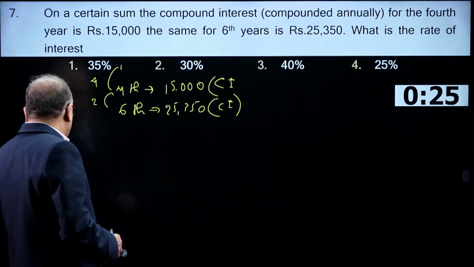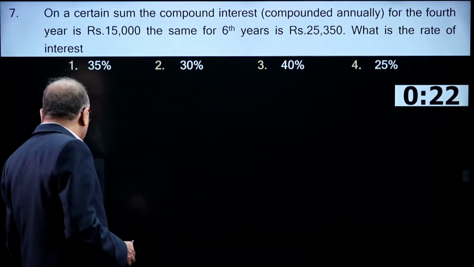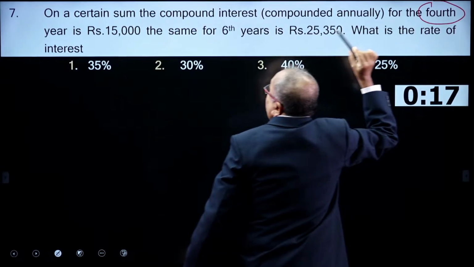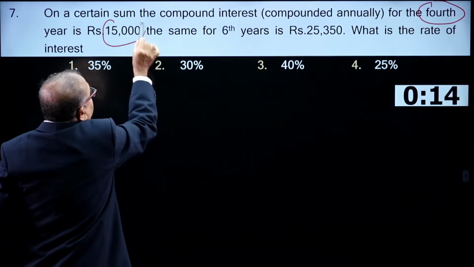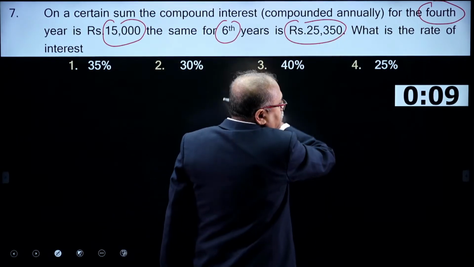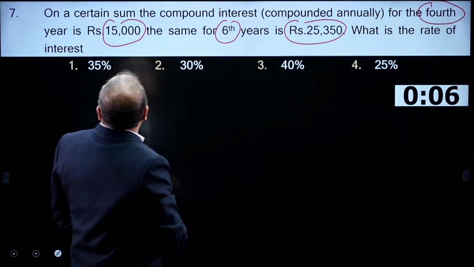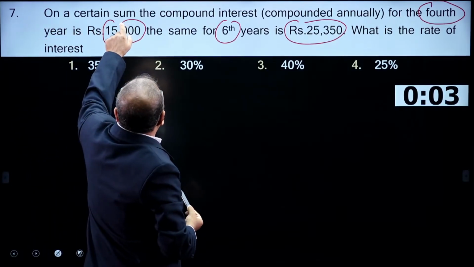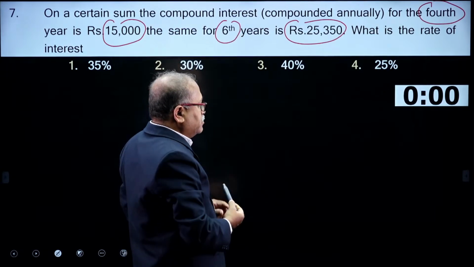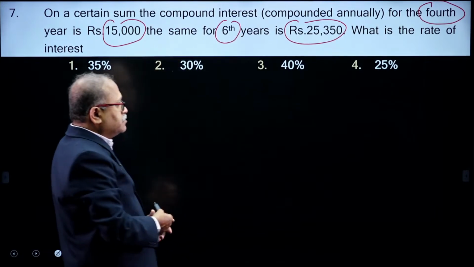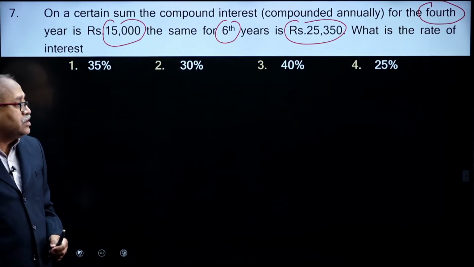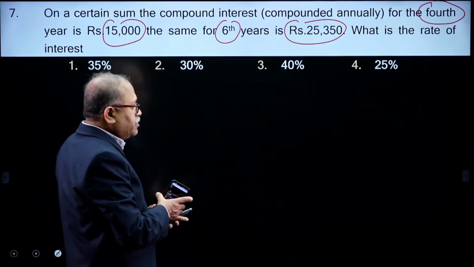Come on, my dear friends. So, I am erasing all this ink writing which is already there over here. This is for the 4th year, this is the interest, and for the 6th year, this is the interest. A certain sum, the compound interest for the 4th year. Now, answer this. Let me check how many of you are comfortable over here.